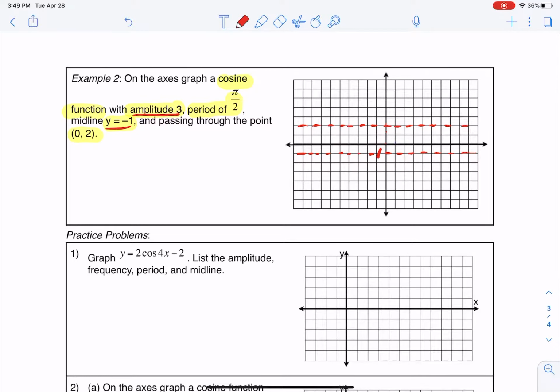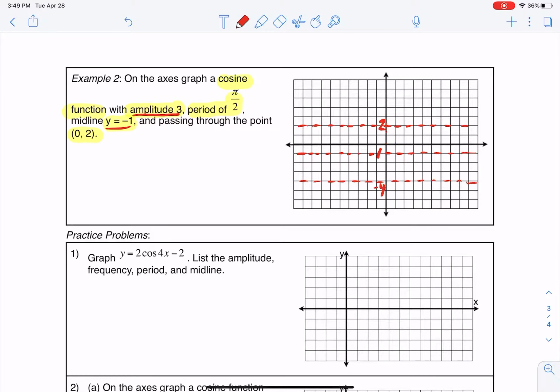And notice that is 2. That's y equals 2. My minimum value is going to be 3 units below -1. So I'm just going to sketch there sort of a guideline for that lowest point. And notice that's at -4, or 3 units below.